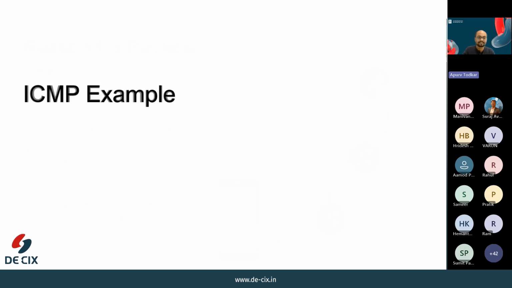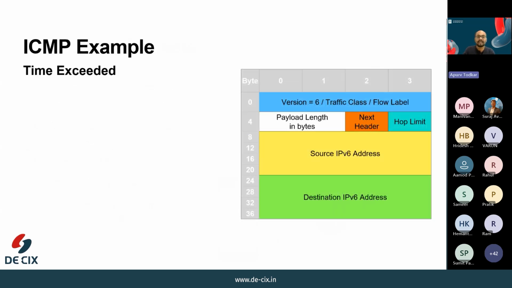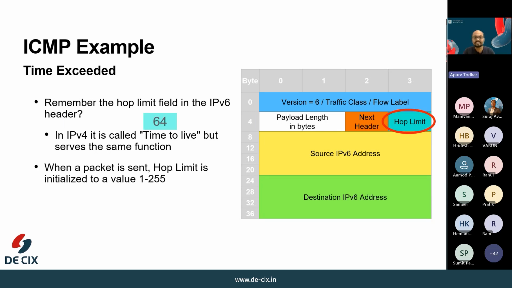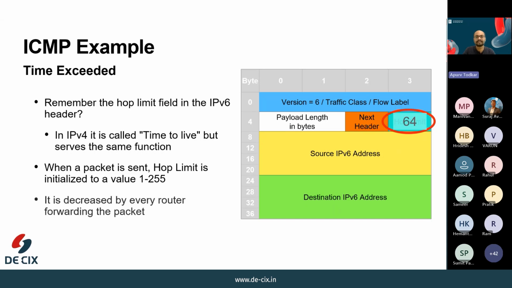So let me give you an example. Remember the IP header that we have seen in IP version 6, there's a field called the hop limit, and in IP version 4, it's called the TTL value, time to live value. So both serve the same purpose. When a packet is created, this field is initialized with a value between 1 and 255, and it's commonly set to 64.